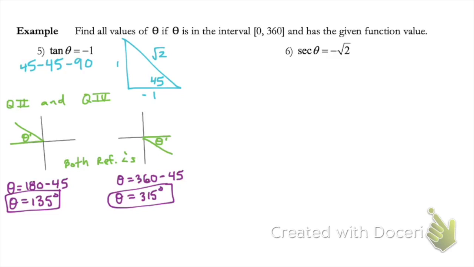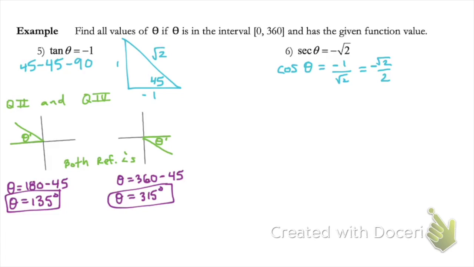Moving on to 6, secant of theta. This one is important because we haven't talked about secant yet. We've only been doing sines, cosines, and tangents. We know that secant, though, can be rewritten. It's 1 over cosine. So I can take what secant is equal to and take the inverse of it. So cosine of theta would be -1 over root 2. Gotta rationalize that, and it's square root of 2 over 2.